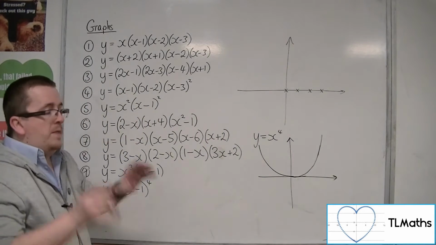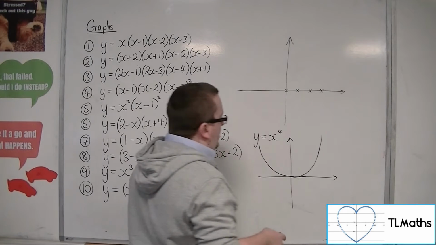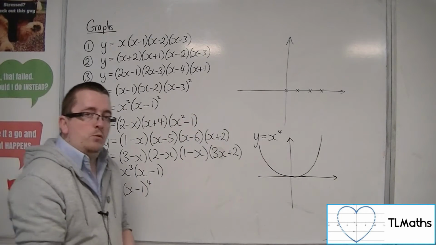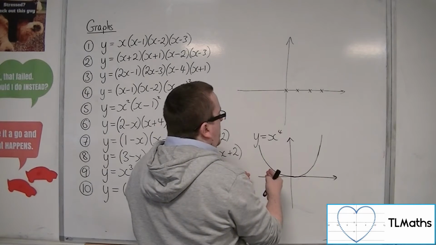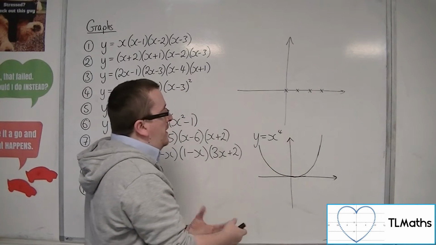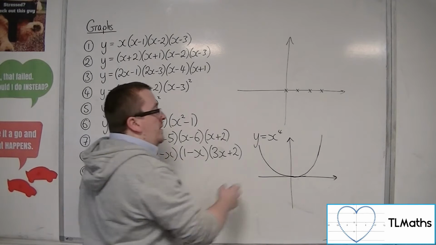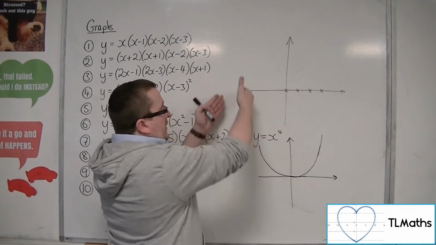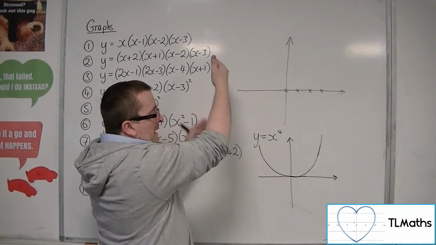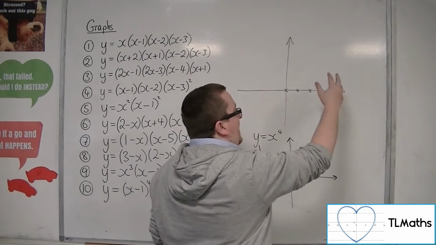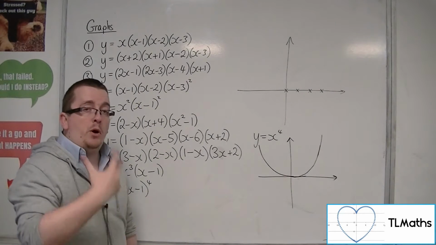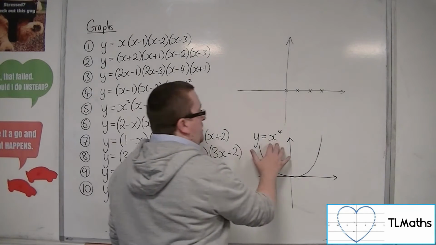Okay, so the main point to take away from this is that because we've got x to the power of 4, when we substitute in a negative number, we get a positive number. So minus 1 to the power of 4, for example, is 1. So it's starting in the very top left and works its way through and then ends up in the top right. Okay? That's for a positive coefficient of x to the 4.